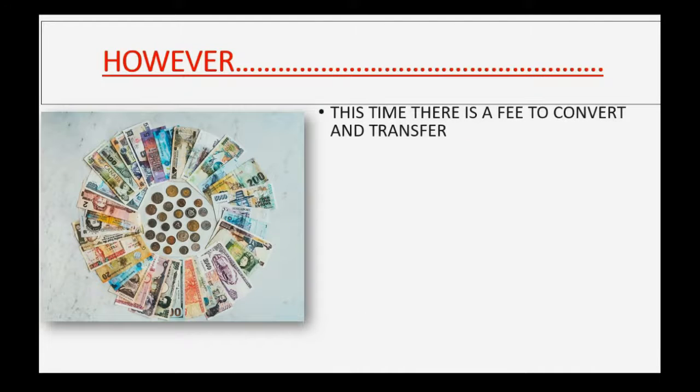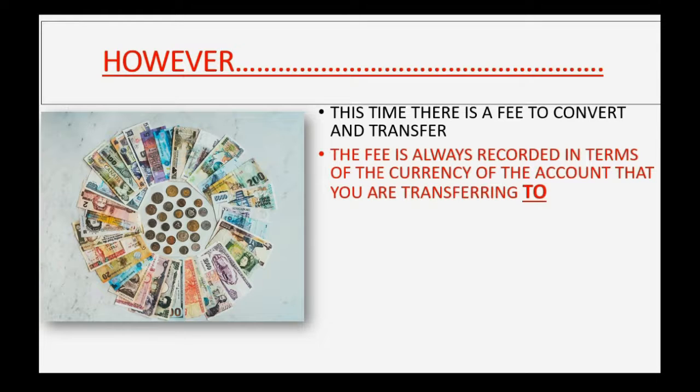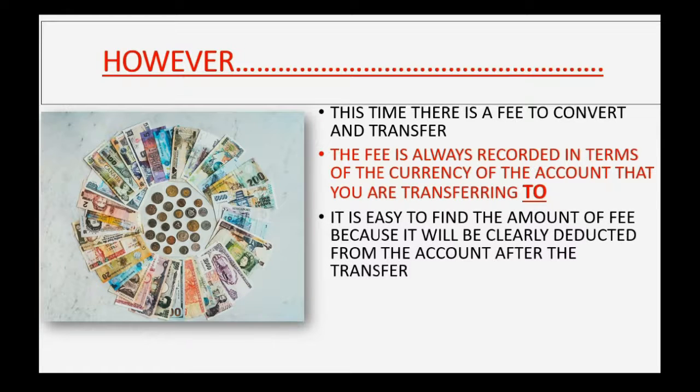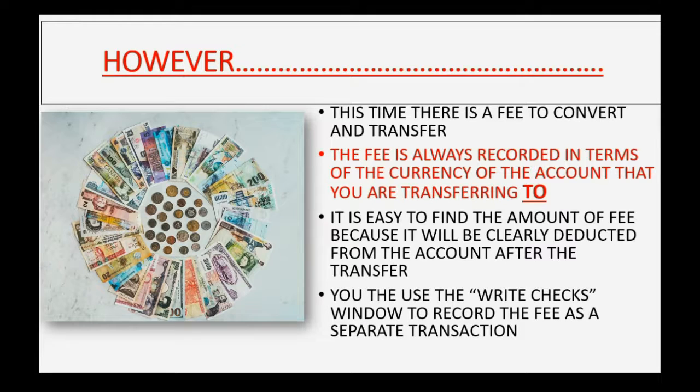However, in this case, there is a fee to convert and transfer. The fee is always recorded in terms of the currency of the account that you are transferring to. It is easy to find the amount of fee because it will be clearly deducted from the account after the transfer. So you look at the account that you transferred into, and whatever the difference is between what it is and what it should be is the amount of the fee. You will use the write checks window to record a fee as a separate transaction.